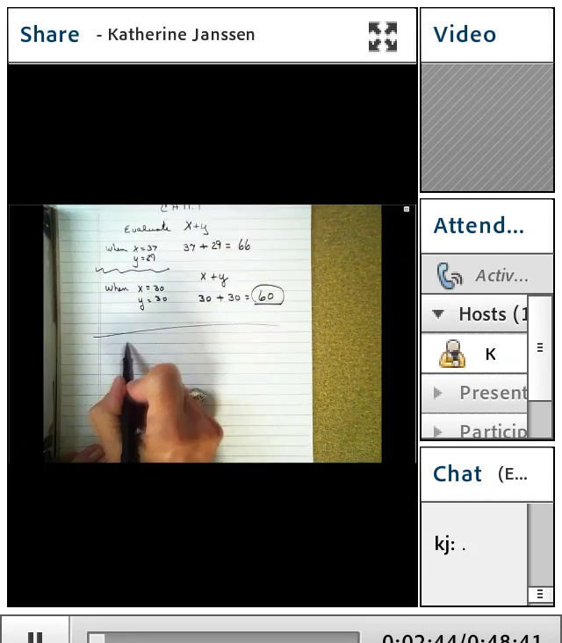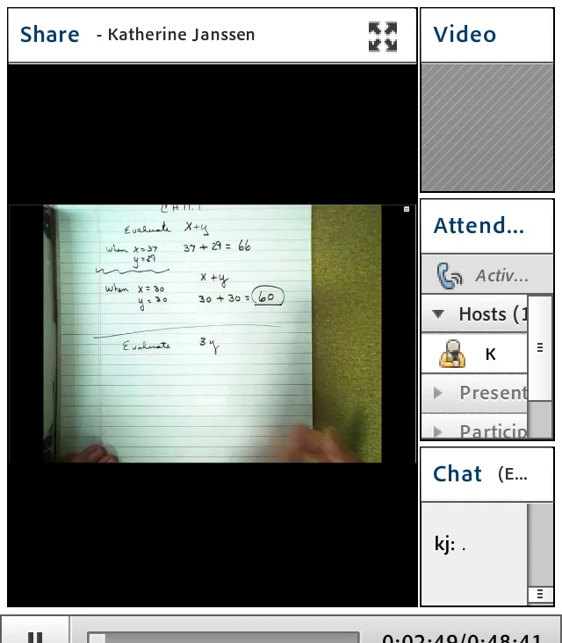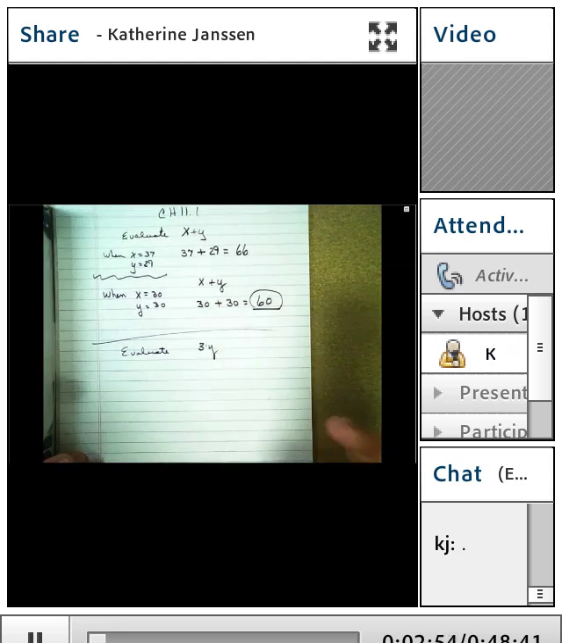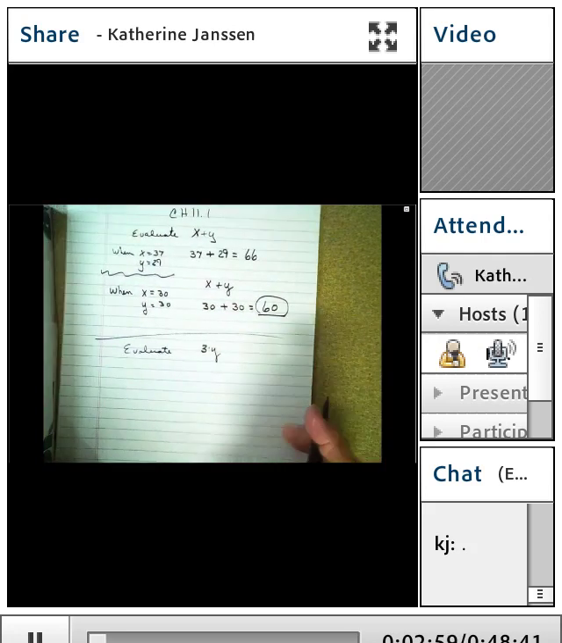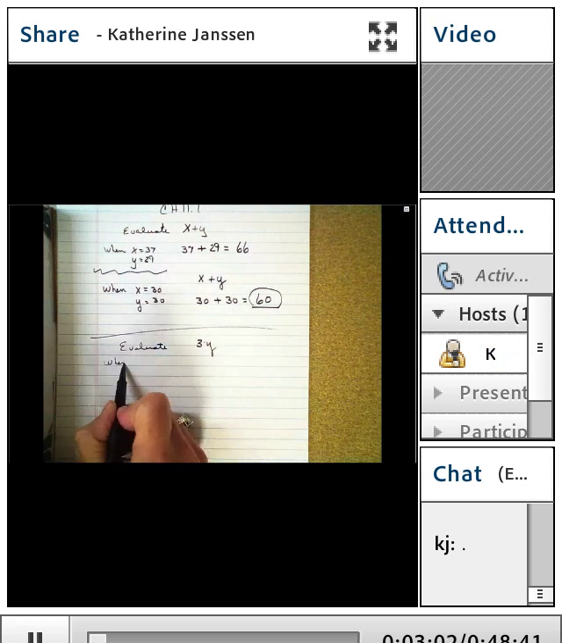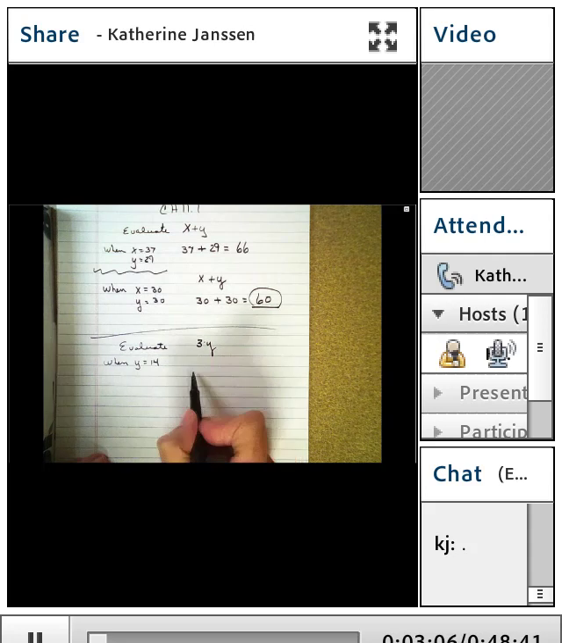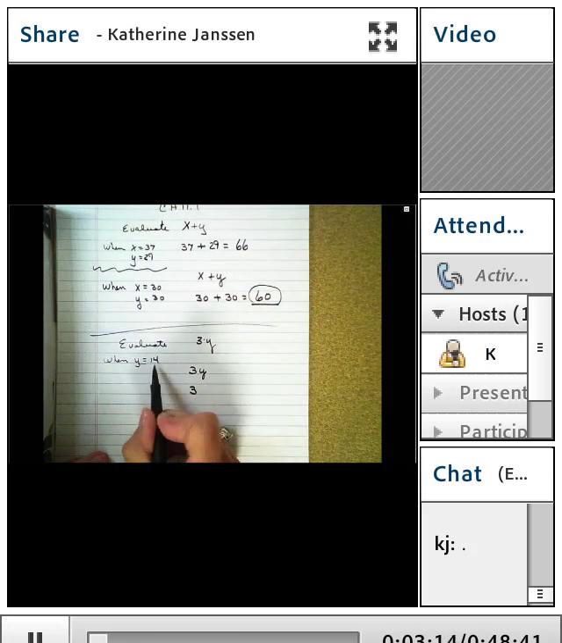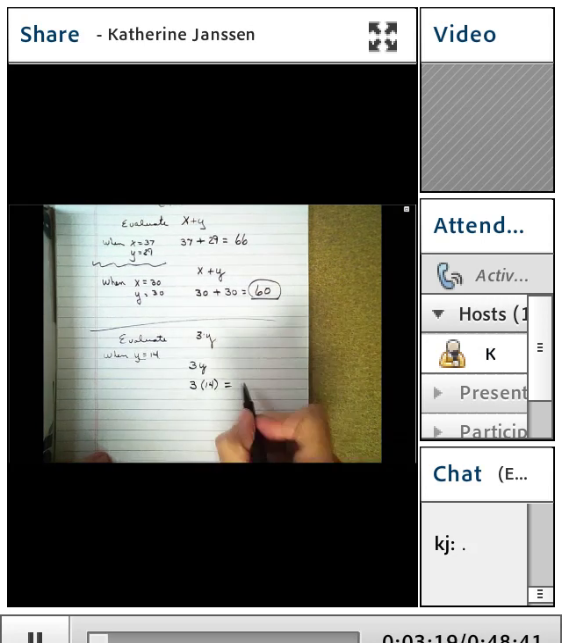We're asked to evaluate 3 times y. Now, this is 3 times y. There's no plus or division, so we understand that to mean multiplication. And we're supposed to evaluate when y equals 14. So again, my expression 3y, I'm going to very carefully copy everything down the same, but for every occurrence of y, substitute 14. And 3 times 14 on your calculator is 42.